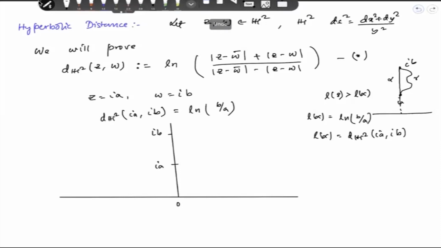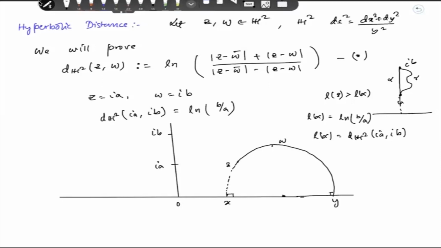Okay, so now let us take Z, W, some points in the upper half plane which do not lie on the imaginary axis. Suppose they do not lie on a vertical line. Then there exists a semicircle passing through Z, W, orthogonal to the real axis, and the center of this semicircle lies on the real axis, the x-axis. Suppose this semicircle intersects the real axis at x and y.